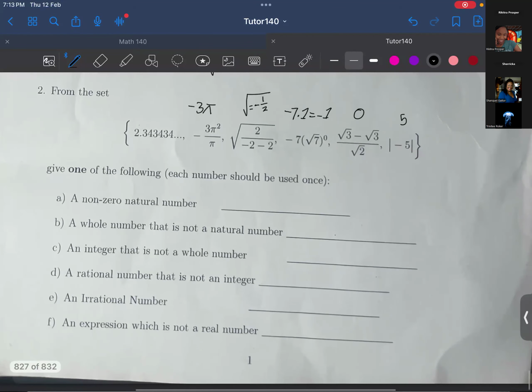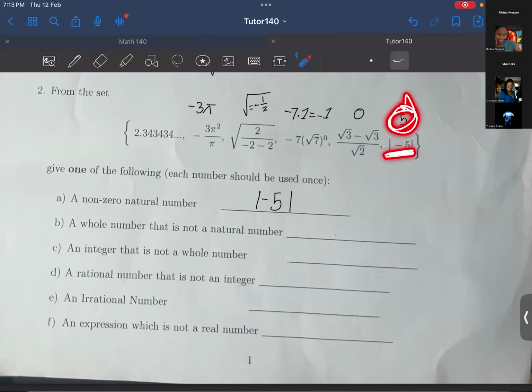A non-zero natural number. Remember, natural numbers are counting numbers from 1 going on into infinity. So we have the absolute value of negative 5. For me, I don't write the simplified version. I write the version that we have here. And since I already used that, what I'm going to do is just cross this off so I don't use it again, because each number should be used once.